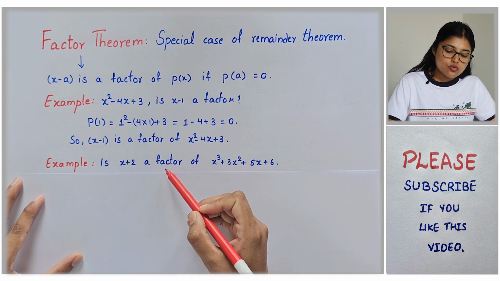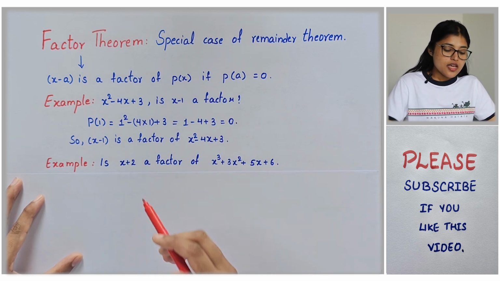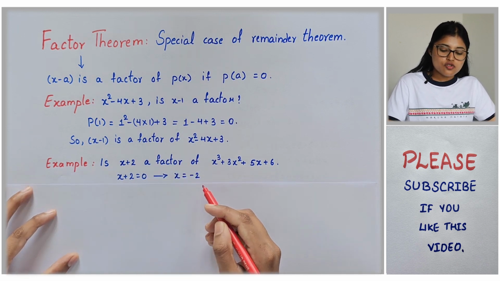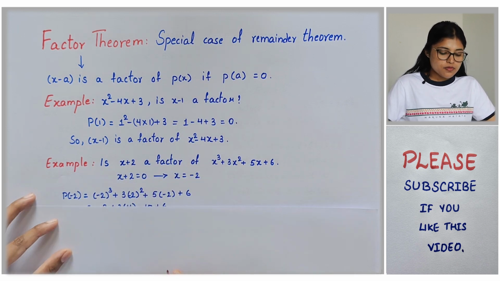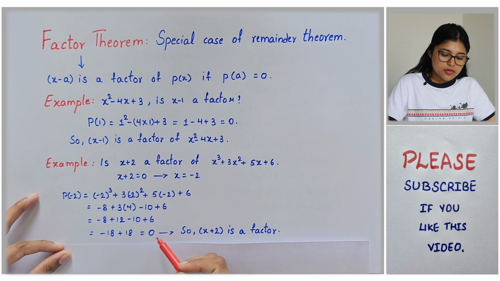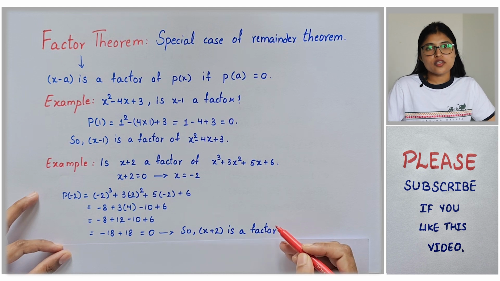Let's take a look at another example. Is x plus 2 a factor of x cube plus 3x square plus 5x plus 6? If x plus 2 is a factor, then x equals minus 2 should give me 0. Upon substituting x equals minus 2, I can see that the value is coming to 0. So, I can say x plus 2 is a factor of the given polynomial.